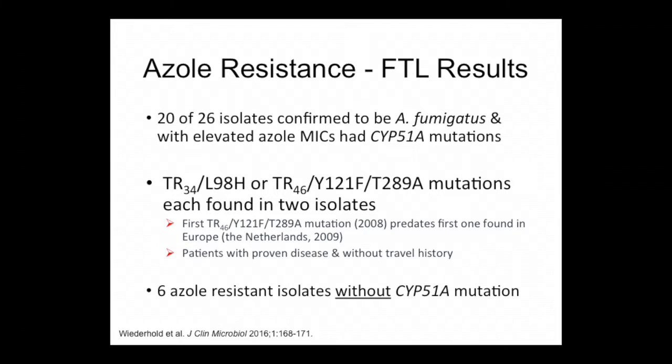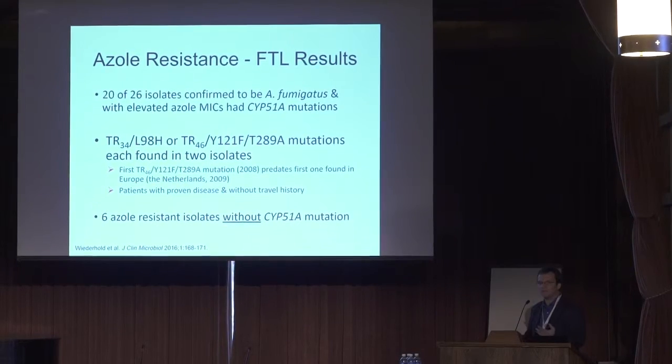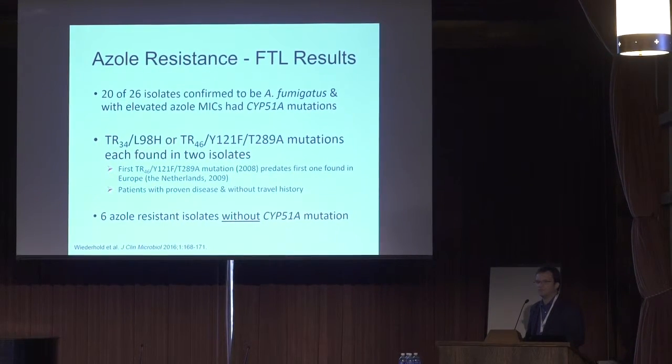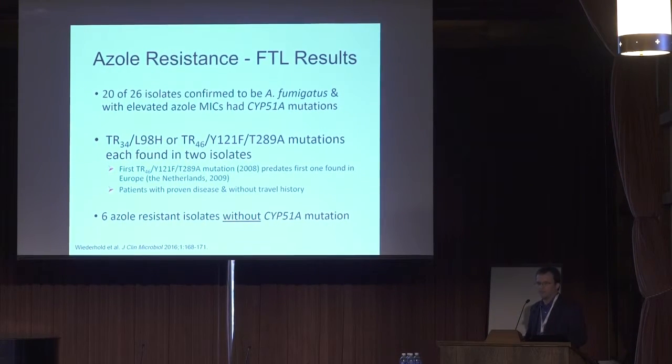One of the TR46 isolates was actually sent to us back in 2008 from a patient with documented, proven invasive aspergillosis in Arizona, and it predated the first description of this particular mutation in the Netherlands in 2009. So, we've heard a lot about emerging infections. Well, a lot of these really aren't emerging infections. It's our knowledge that's emerging, our understanding that's increasing.